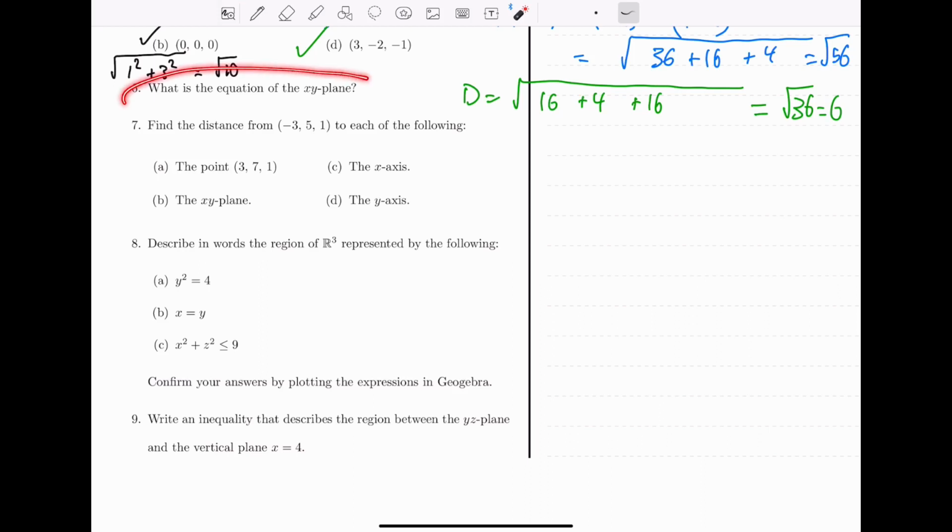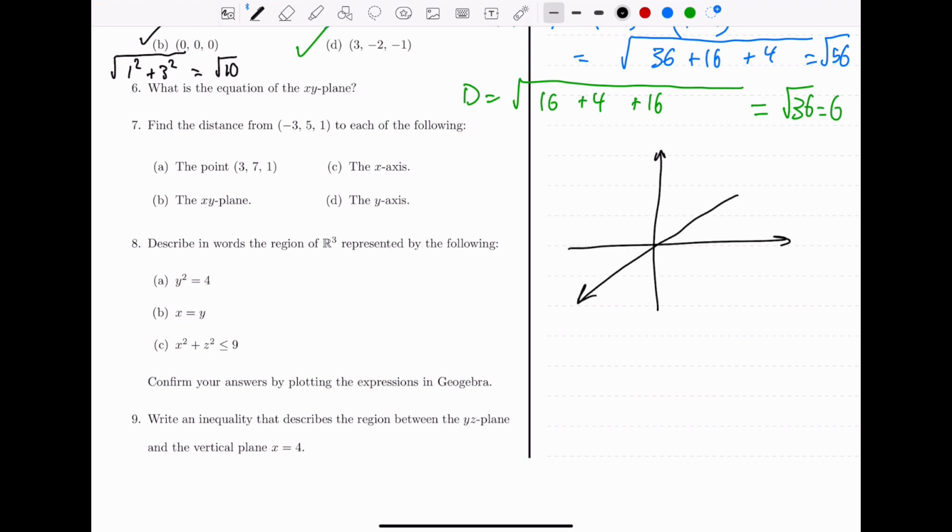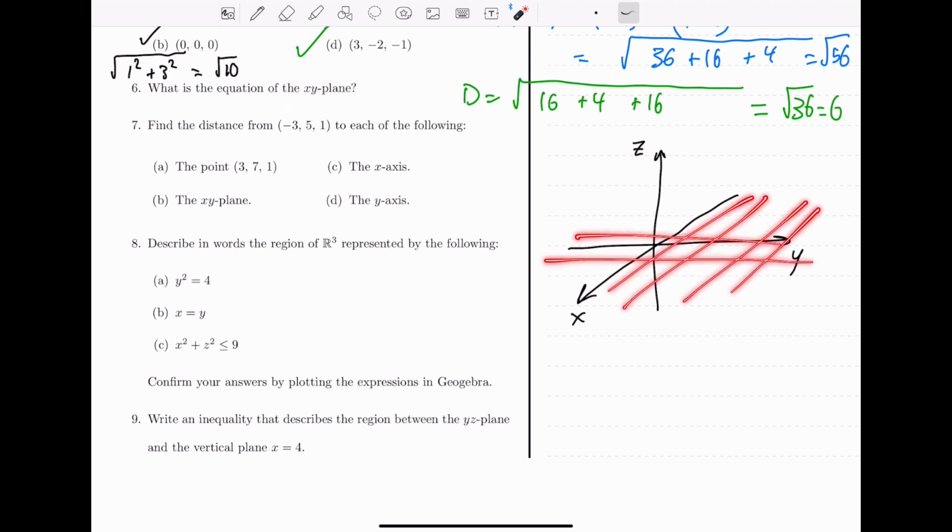Let's solve example 6 to find the equation of the xy plane. To visualize this, we'll draw out the xyz coordinate axes. Using the right-hand rule, here is the x-axis, here's the y-axis, there's the z-axis. We want to know what is the equation for the xy plane. The xy plane is just the plane where we're just in the xy axes. We can just pretend that the z doesn't exist anymore. We're just in the xy plane.